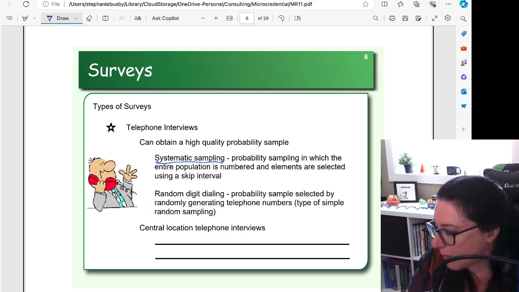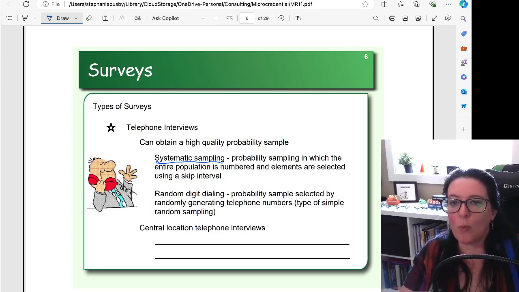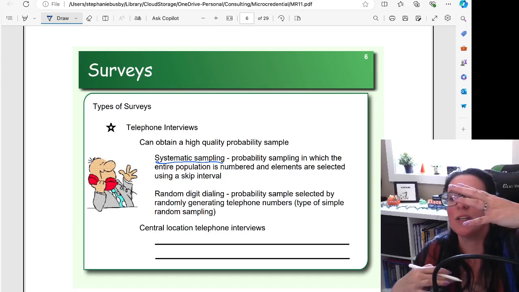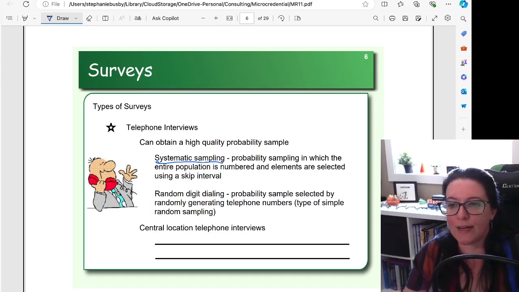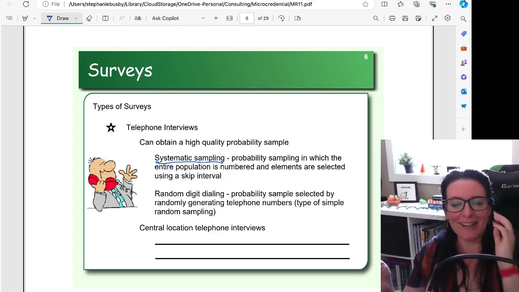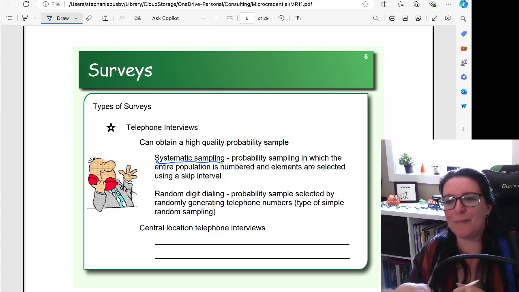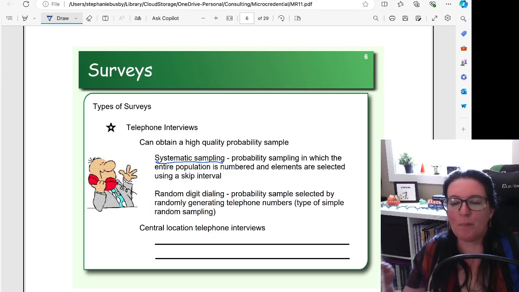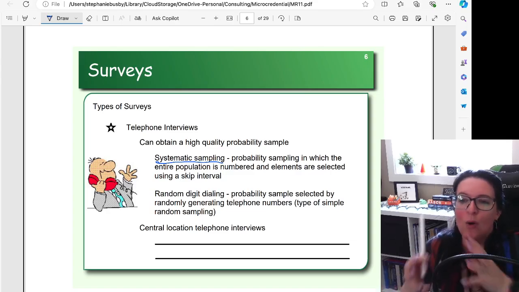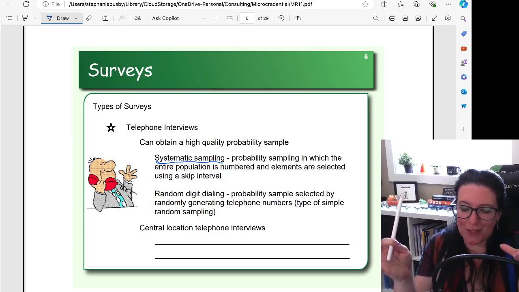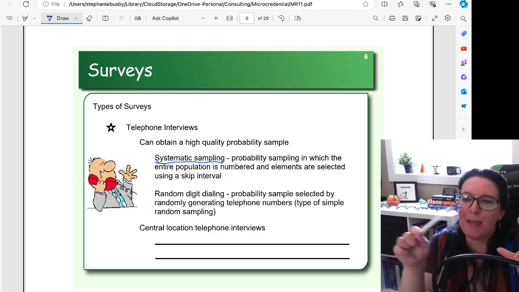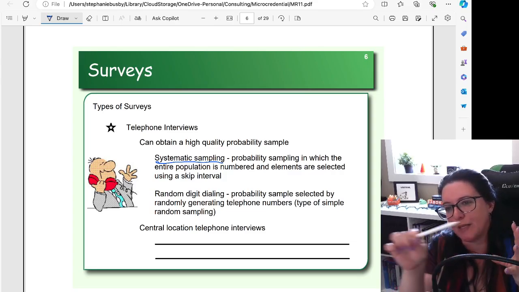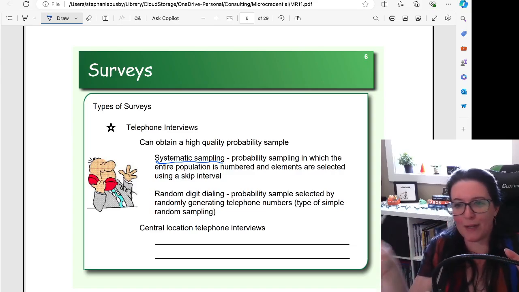Systematic sampling means that we can take the entire population and choose, for example, every 10th person to contact. Back when there were phone books, maybe you've seen a phone book, a phone book was a list of everybody who lived in the area. You could do a telephone interview by pulling every 10th person from the phone book. That is systematic sampling. We have the entire population and we know their phone numbers, and we are picking people at a particular skip interval. So we skip 9, we take the 10th. We skip 9 more, we take the next one.